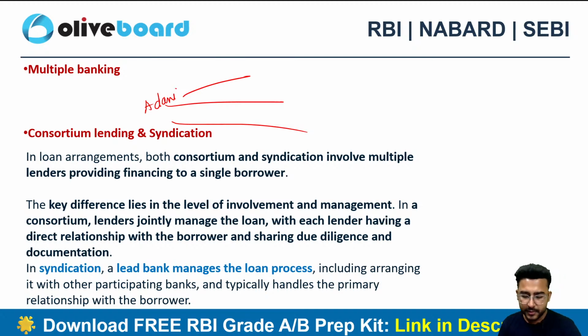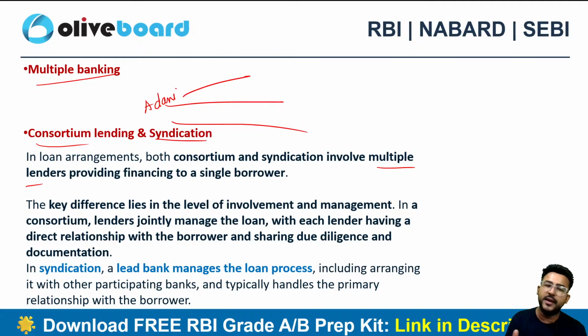Okay. So Adani Sahab has taken loan from different banks. That's what multiple banking is. Consortium lending and syndication means there are multiple lenders providing finance to a single borrower, right? So here the borrower is only one. However, there are multiple lenders. In co-lending arrangement, there is only two lenders, right? That's what the major difference is.